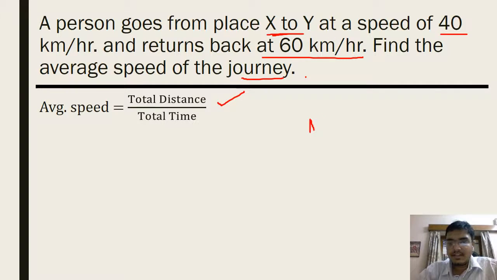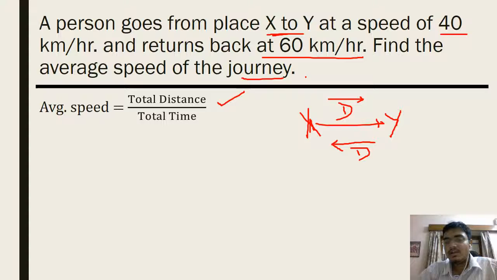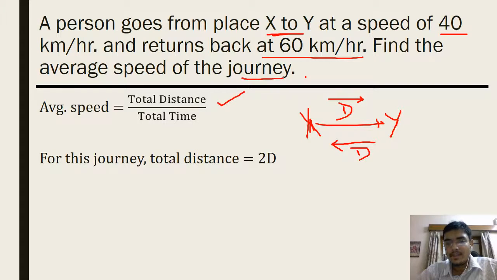Let us assume that from X to Y the distance be d kilometers. So what would be our total distance? So d kilometers for the forward journey and d kilometers for the return journey. Our total distance becomes 2d. So now if total distance is 2d, we have our numerator here. Now we are required to find our denominator, that is total time.